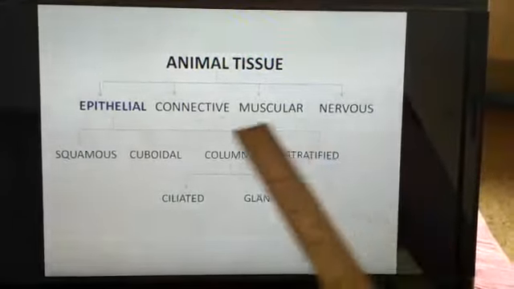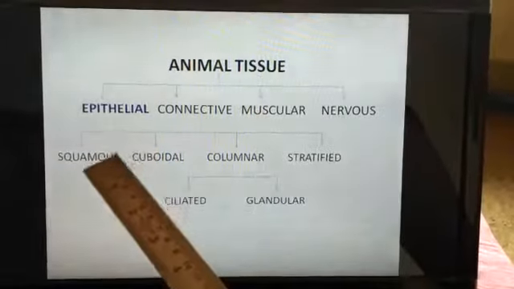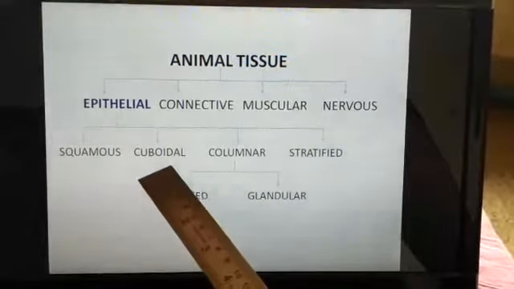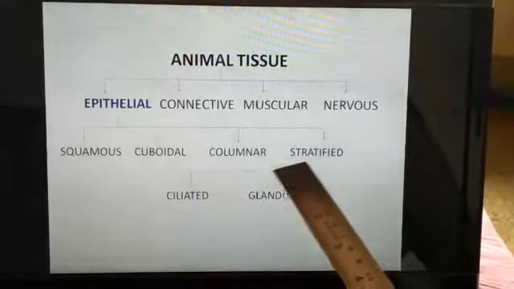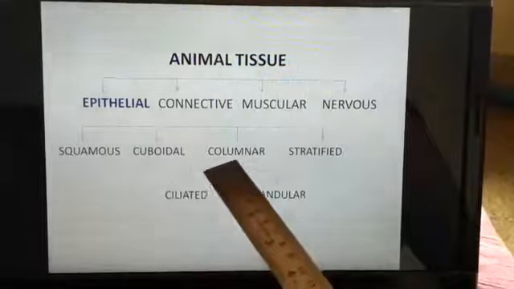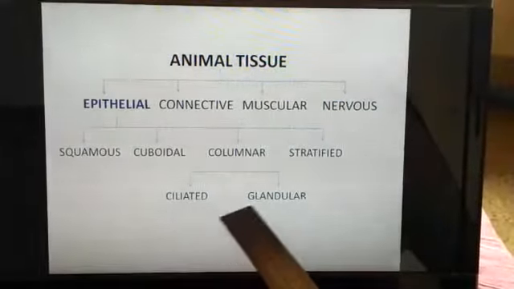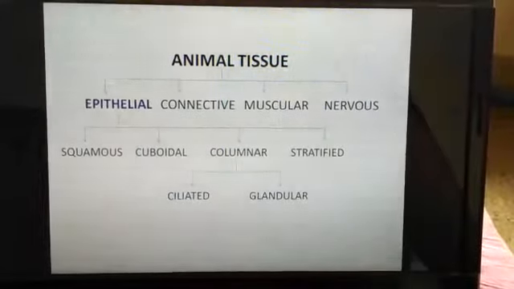So let's start with epithelial tissue. Epithelial tissue is divided into four types: squamous epithelium, cuboidal epithelium, columnar epithelium, and stratified epithelium. Columnar epithelium is further divided into ciliated columnar epithelium and glandular columnar epithelium.